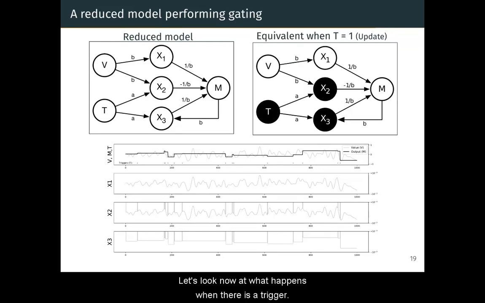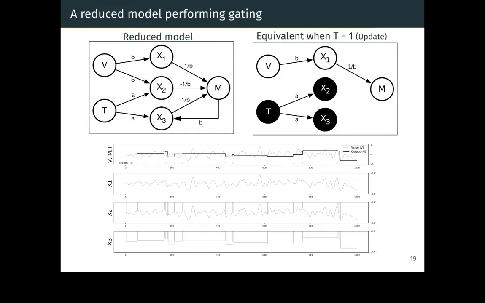Let's look now at what happens when there is a trigger. When there is a trigger, t equals 1, as A is big, and because of the tangent hyperbolic activation function, both X2 and X3 are going to be close to 1. In other words, they both saturate to 1. Moreover, as they have an opposite contribution to the output, they compensate. So, everything happens as if only the feed-forward connection from V to X1 to M were present.